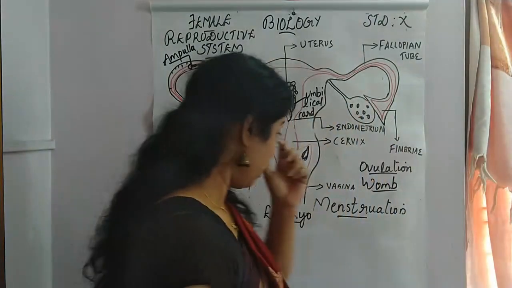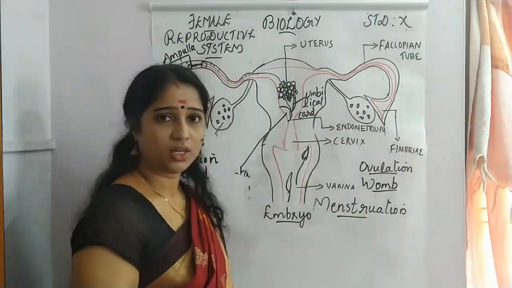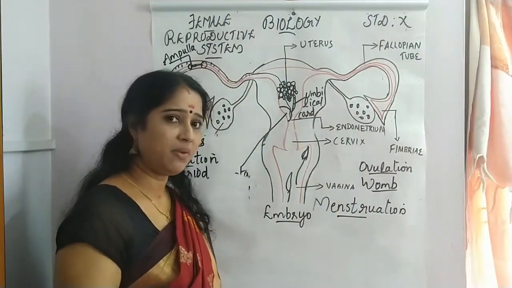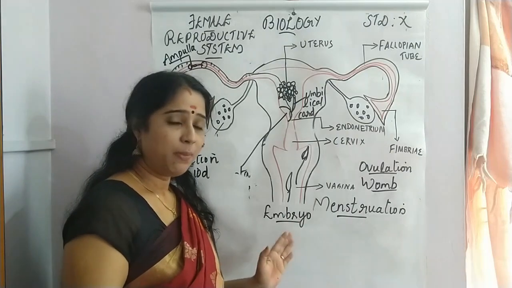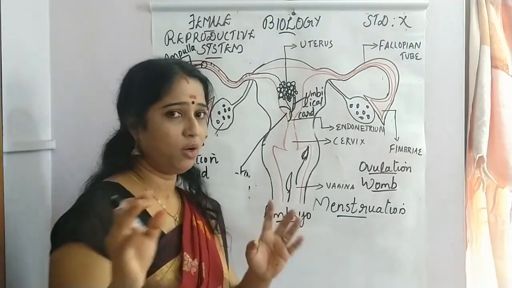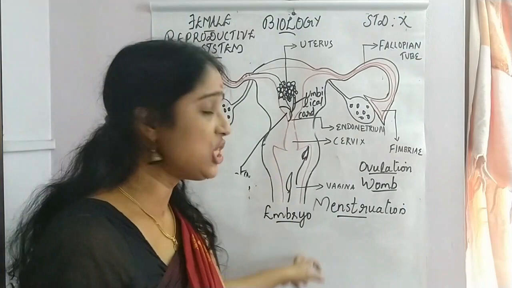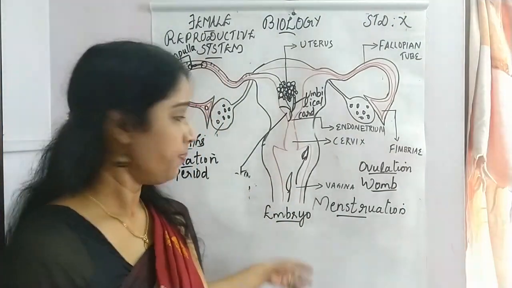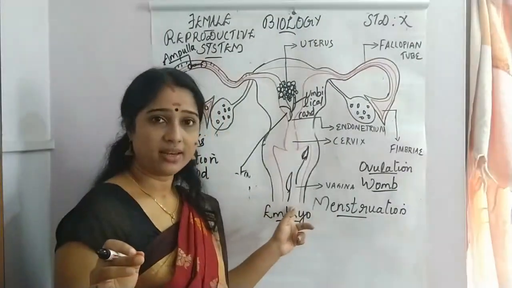The baby should go out of the mother. Otherwise, what will happen? The baby will die. The baby, after attaining full maturity, should be released through which part of the female body? It is the vagina.